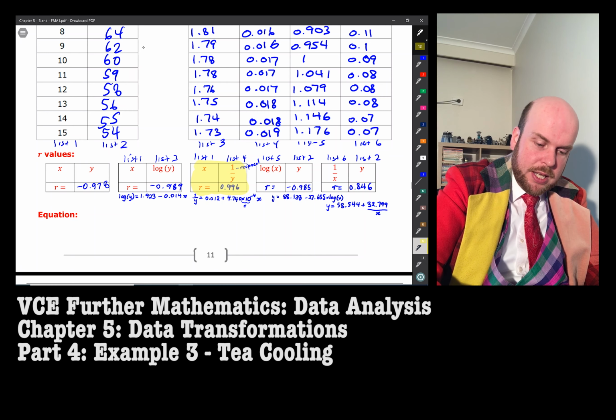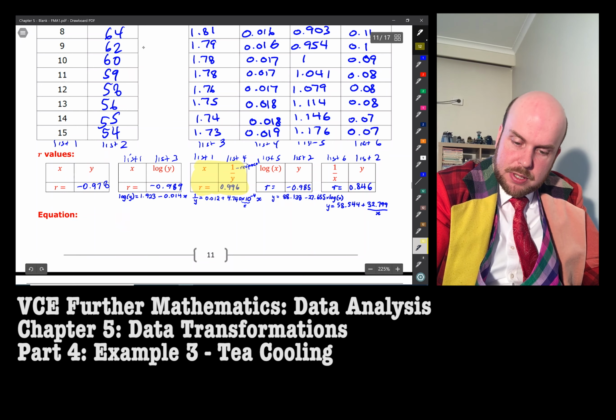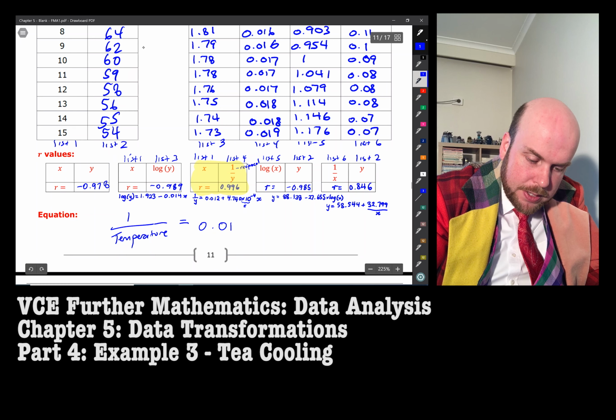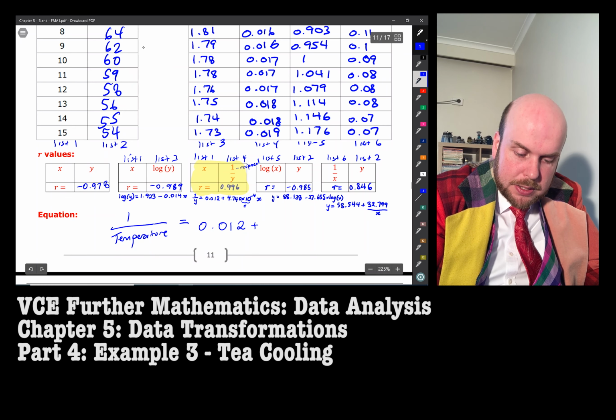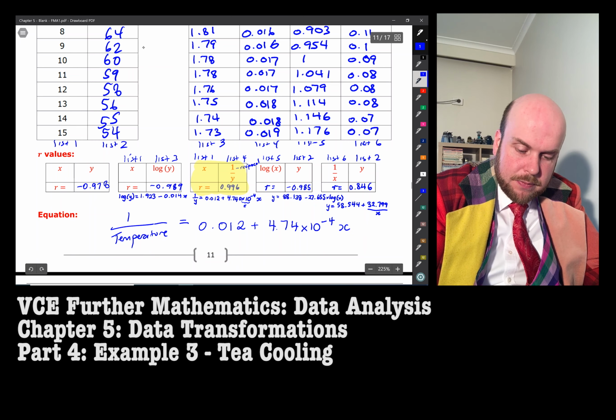And the equation is, and we better write this in words, it was temperature we wanted. So we'd write 1 over temperature, because it's the reciprocal y, is equal to 0.012, I think it's 0.012, plus, unless I've misread it, plus 4.74 times 10 to the negative 4 x, like so.